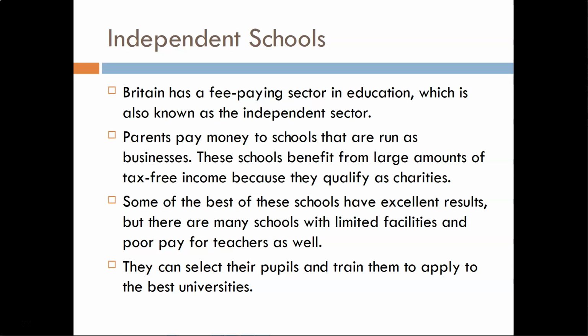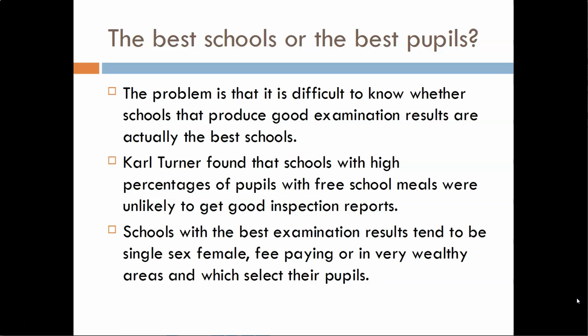The other thing that independent schools can do is they can select their pupils from exam tests and ability tests, and they can train them from a young age to apply to the best universities. If you're a parent and you're paying a lot of money to send your child to an independent school, is that really what you're paying for? You're paying for a golden ticket to get into university, okay? And especially the best universities.